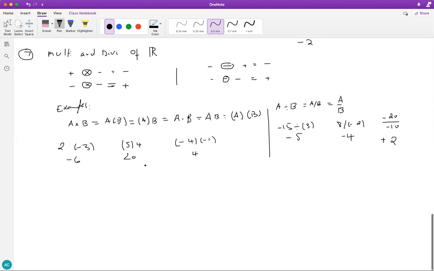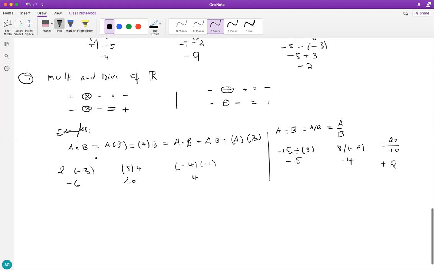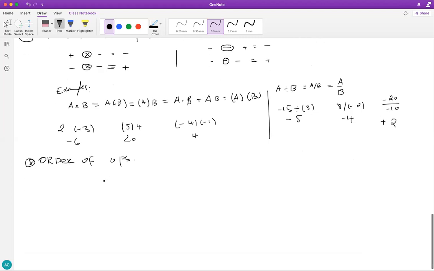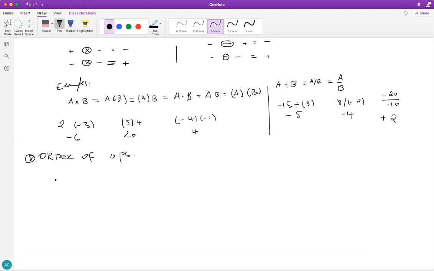So let's mix things up a little bit with all this stuff. We're going to try to mix everything, all the operations together. So maybe let's call this order of operations with all this. So -2 plus 3, -1.